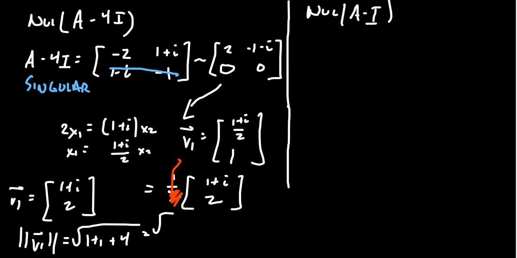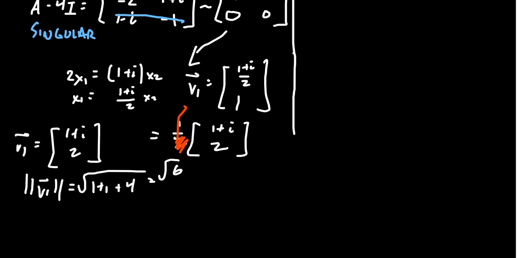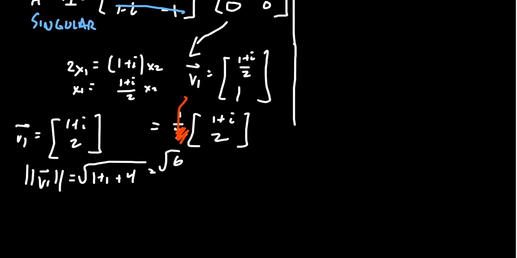And so we end up with the square root of 6, which then tells us our vector u, the eigenvector we want. This is a normal vector here. It has a length of 1. We're going to get the vector 1 over the square root of 6 times 1 plus i and 2. So this is our vector u1 that we're going to use in our forthcoming unitary matrix.